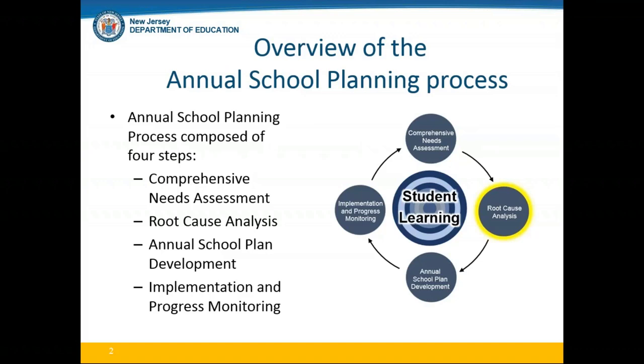The annual school planning process has 4 phases: comprehensive needs assessment, root cause analysis, annual school plan, and implementation and progress monitoring. In the previous module, you learned about the comprehensive needs assessment, which includes both quantitative and qualitative data analysis and a qualitative rubric. In this module, we will turn our attention to the root cause analysis.